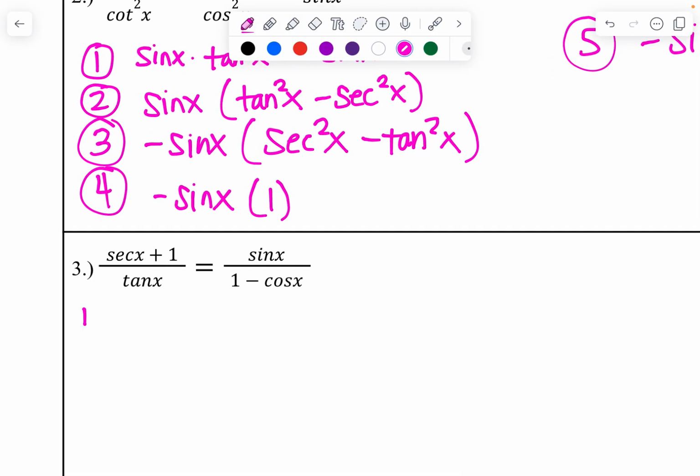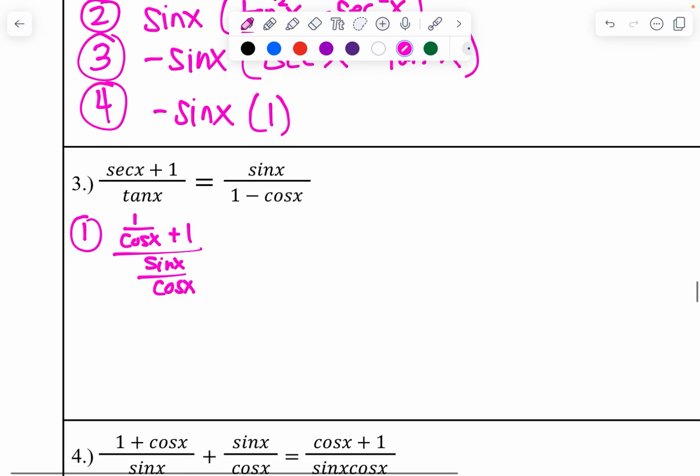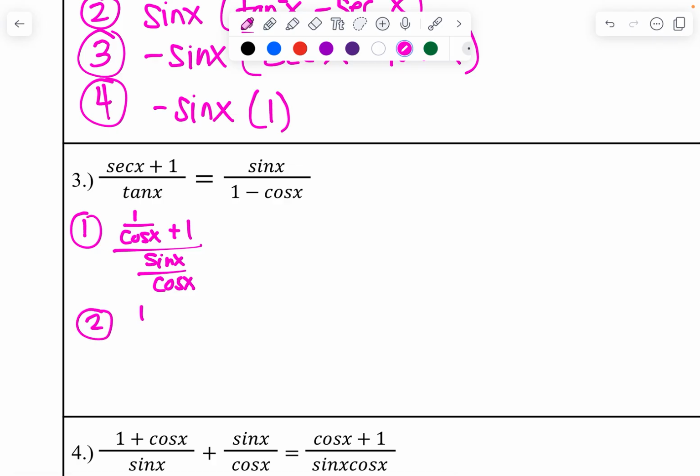All right, so on the left-hand side, we've got secant of x plus 1, which actually, let's go ahead and write that. Remind ourselves, secant is 1 over the cosine of x plus 1. Tangent is sine of x over cosine of x. So if we multiply by the reciprocal, rather than dividing, so that's the numerator. So rather than taking that and dividing by sine of x over cosine of x, let's multiply it by cosine of x over sine of x.